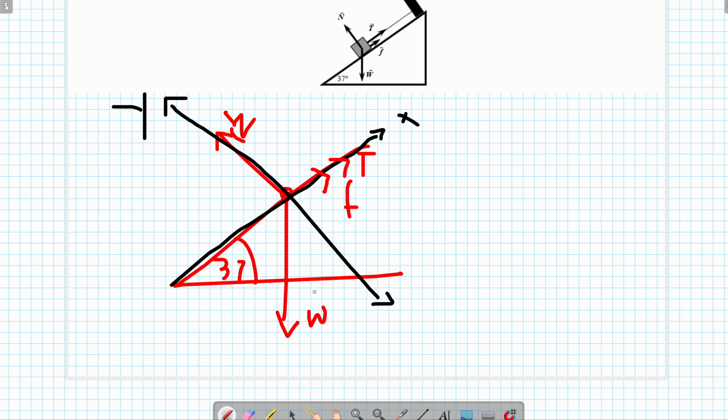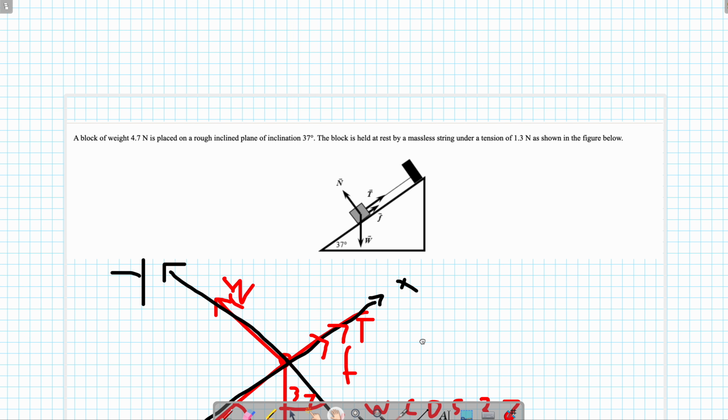Okay, look, as we know, this angle is 37, right? Then this is the right angle. So what is the black line to the 37-degree angle? It is adjacent, so it's cosine. So W, wait, let me do the force here. This is gonna be W cosine 37. They only care about the normal, that's it.